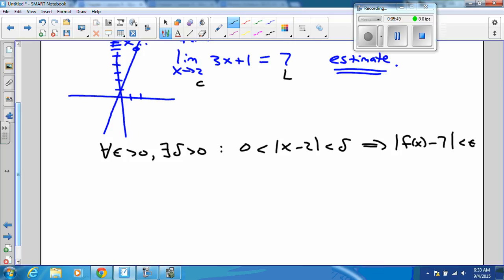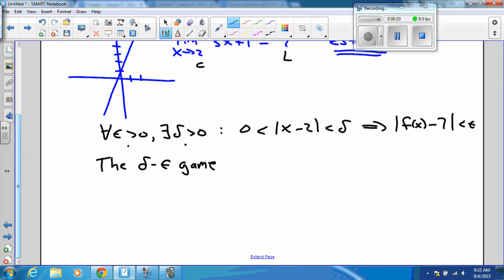And so we're going to use this definition in this way. What we're trying to guarantee is that for any epsilon, we can find a delta. We claim that the limit is 7. And so we're going to play a game called the delta-epsilon game. There are 2 players in the delta-epsilon game. First, we begin our first move by claiming that the limit is going to be equal to 7.